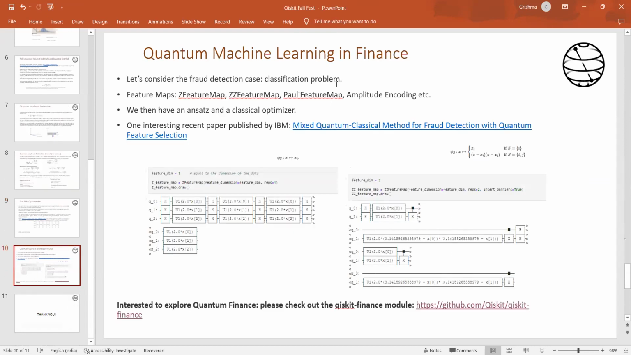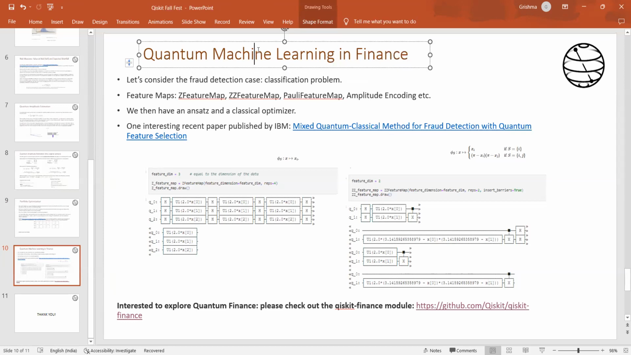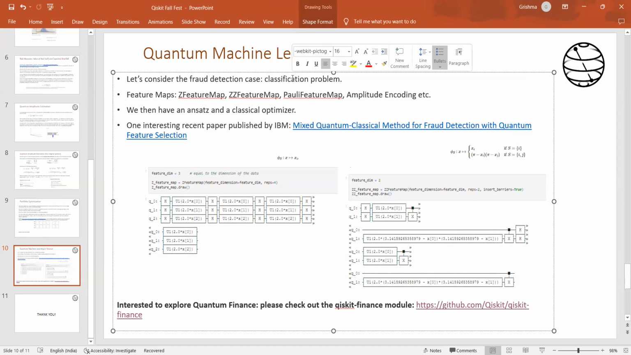I was wondering if I'd be able to complete it on time. But one last application is quantum machine learning in finance. A typical use case is fraud detection. You might know that in a financial institution, fraud is a huge thing, so that's why fraud detection is often solved through machine learning algorithms.